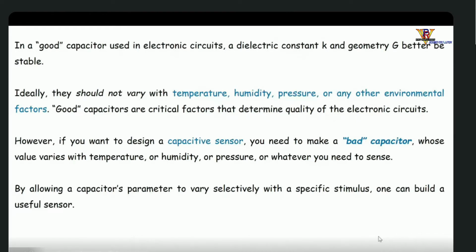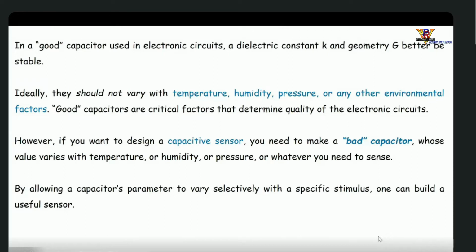However, if we want to design a capacitive sensor, what we need is a bad capacitor. We don't need a good capacitor. A good capacitor must be stable. But if we want to design a sensor that uses a capacitor as a sensing element, based on the measurement of capacitance, then we need a bad capacitor, meaning one whose value varies with temperature, humidity, pressure, or some other stimulus. That's why we can sense these things.